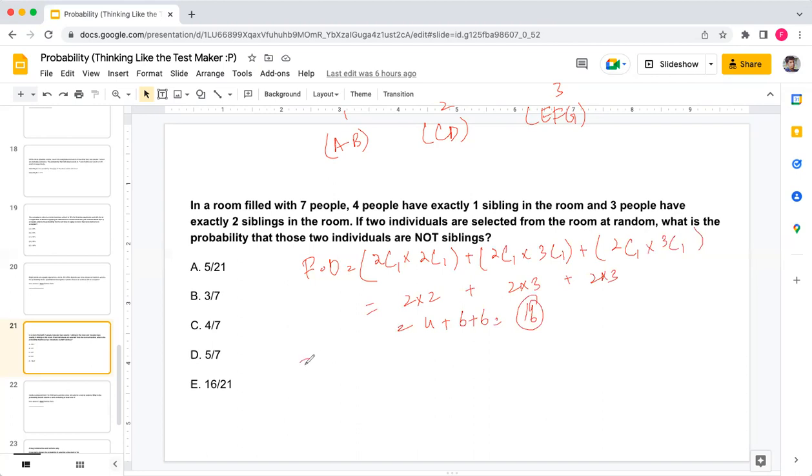These are favorable outcomes. For total outcomes, we have 7 people, and from 7 we need to choose 2. So that will be 7 combination 2, 7 into 6 divided by 2, which is equal to 21. So the total probability of selecting 2 such that none of them are siblings will be 16 by 21. This is your first method. So everyone got this method? Yes. Okay, let's see the other method.